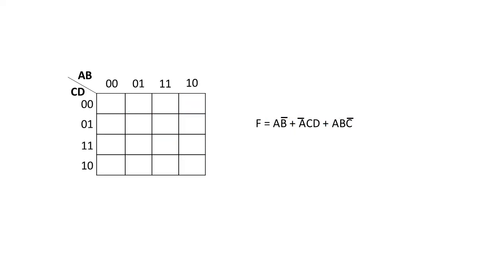Now let us observe this example. See the function F equal to A B naught plus A naught CD plus A B C naught. So observe the value that will be for this function. See, A B naught, that will be 1 0, then A naught CD, it should be 0 1 1, and the last parameter A B C naught, that should be 1 1 and 0.